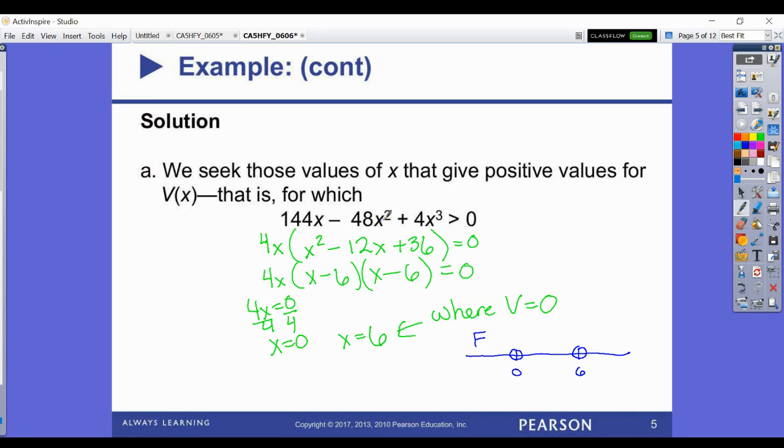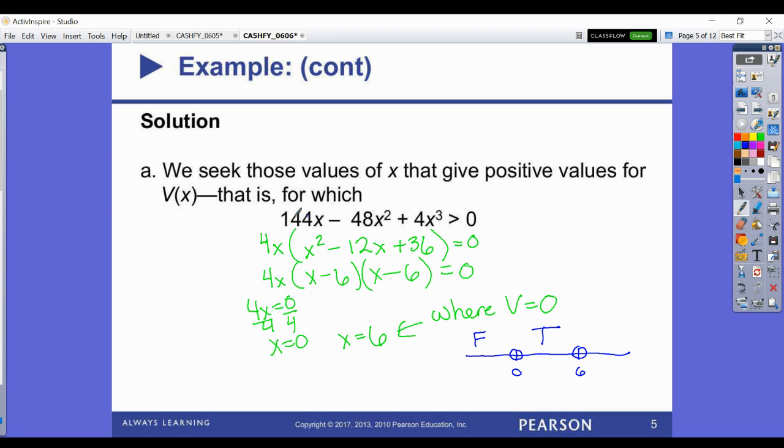Now if I plug in, let's say a 1, I would get 144 minus 48 times 1 plus 4 times 1. I would get 100. Is 100 greater than 0? Yes. So in this section, I do have positive volumes.